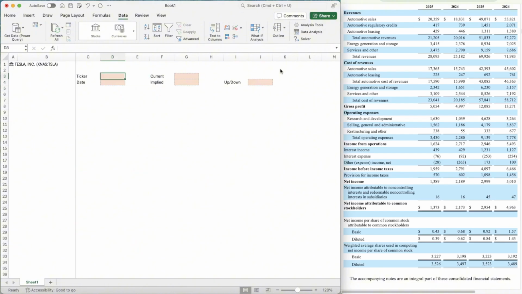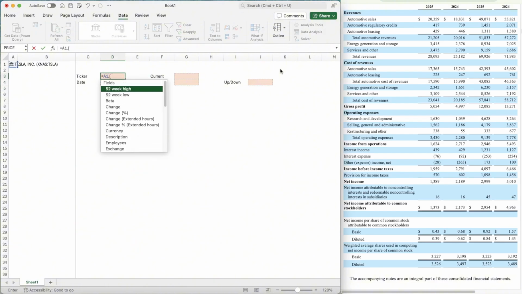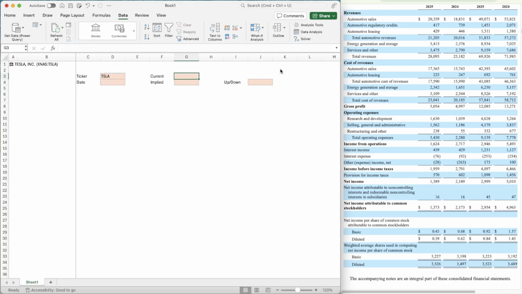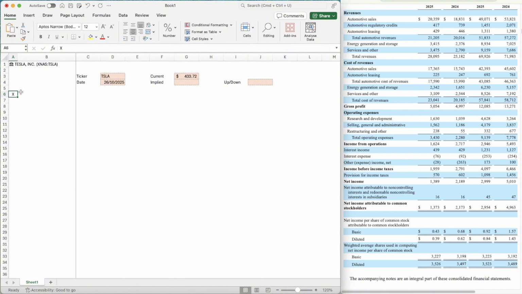There we go. In ticker, go equals A1 dot ticker symbol. In current, go equals dot price. The date today is the 26th of October, 2025. Leave these two blank because we can't put anything in there yet because they will come from the model that we've built or that we will build. Put an X here and just make it center so it looks neat.